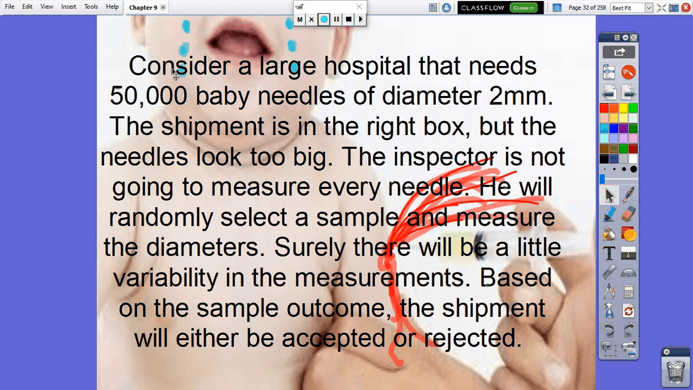Consider a large hospital that needs 50,000 baby needles of diameter 2 millimeters. The shipment is in the right box, but the needles look too big. I mean, look at that baby. Look at the blood. It's got to be too big. The inspector is not going to measure every needle. He will randomly select a sample and measure the diameters. Surely there will be a little variability in the measurements. Based on the sample outcome, the shipment will either be accepted or rejected.